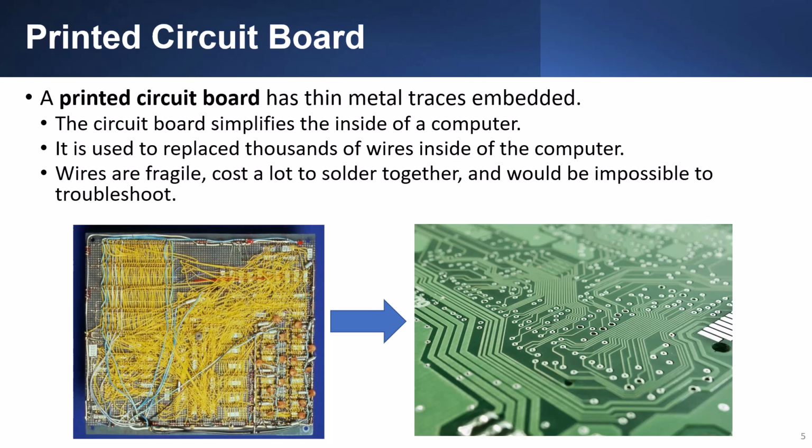A printed circuit board simplifies the inside of a computer. It has thin metal traces embedded, which replaces having thousands of wires inside the computer. In addition, it is cheaper to produce a circuit board than to solder hundreds of wires in a system together.